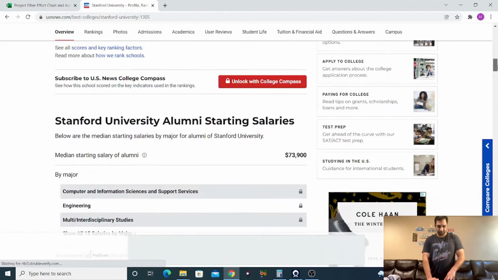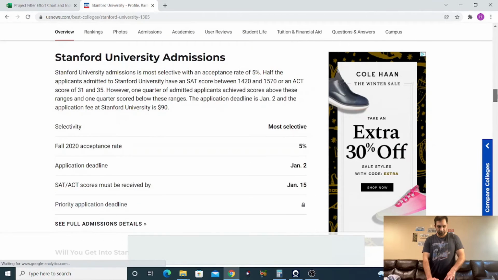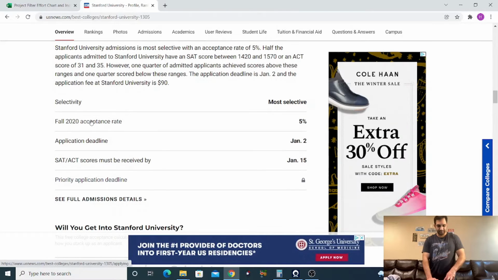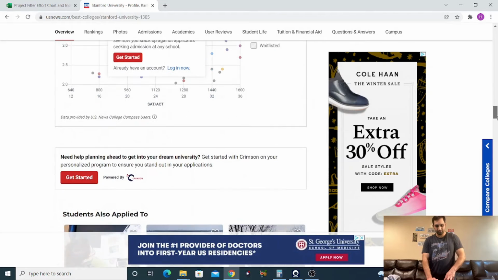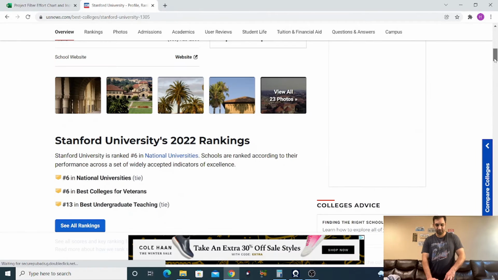If you scroll down here, you can see a lot of useful information. Like this is the part that I like to look at. The acceptance rate is pretty low. This is their application deadline. So this is for undergrad programs. But you get the idea. You can scroll through and see all kinds of information here.